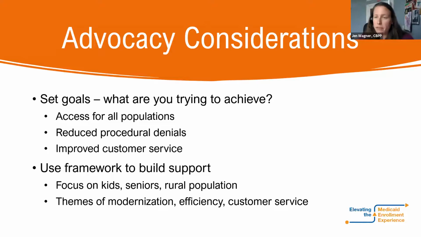Another strategy is to really use some sort of a framework to build support. And so this might be focusing on children or seniors or rural population. You might have a governor or administration that's really focused on one population, and you can use that as an angle to get improvements to the program that likely will benefit all populations. You can also look at different themes and what might resonate with your state. I know that for many of you, access is not something that's going to get your foot in the door. That is not something that's going to really resonate with your legislature, your governor's office, whatever it might be. But modernization might, or talking about efficiency or customer service. These are other entry points to a lot of these streamlining techniques that might be a little bit more applicable in your state.